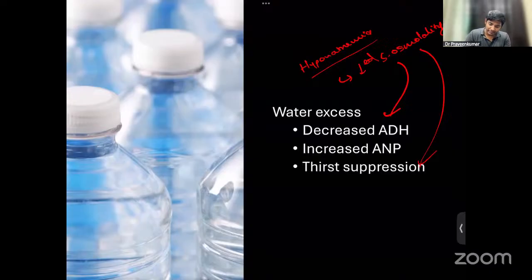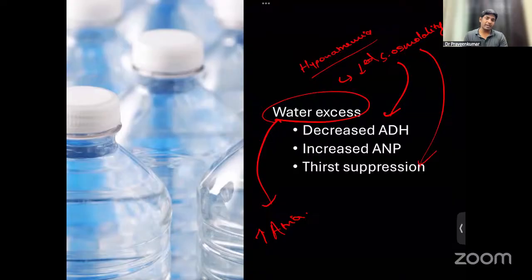Whenever there is increased water, that will stretch the atria. Whenever the blood volume is high, that is going to cause distension of the heart because there is a huge volume. So that will cause increased atrial natriuretic peptide, and this natriuretic peptide will result in natriuresis. Natriuresis means loss of sodium. Whenever there is loss of sodium, along with sodium we are losing something else also. That is water, so the excess water will be lost. This is how it is going to work in the states of water excess.